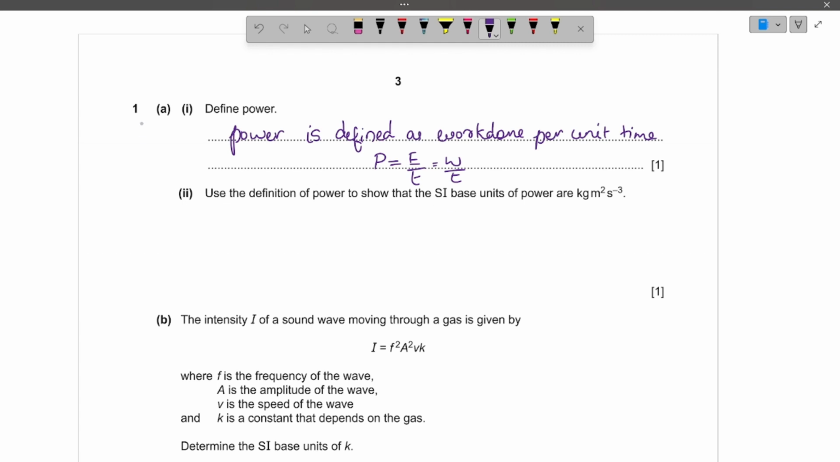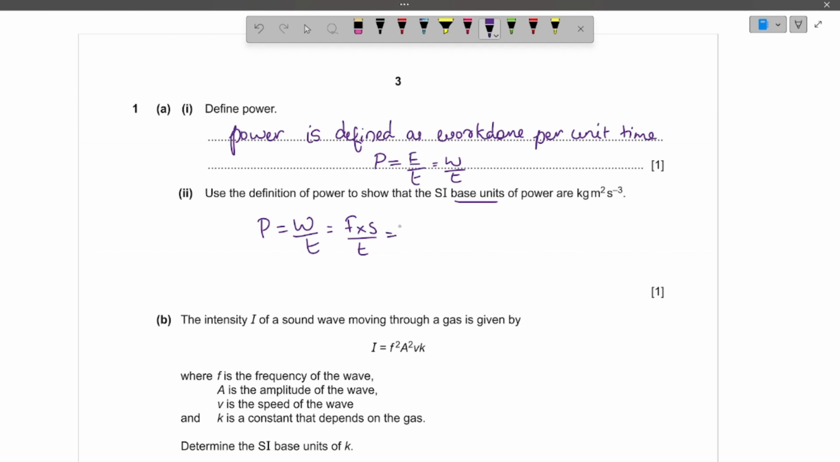The next question, A2, is: use the definition of power to show that the base units of power are kg m² s⁻³. So as we know, power is equal to work done over time. Work done is force multiplied by the distance, so you may use d or s, whatever you want, divided by t.